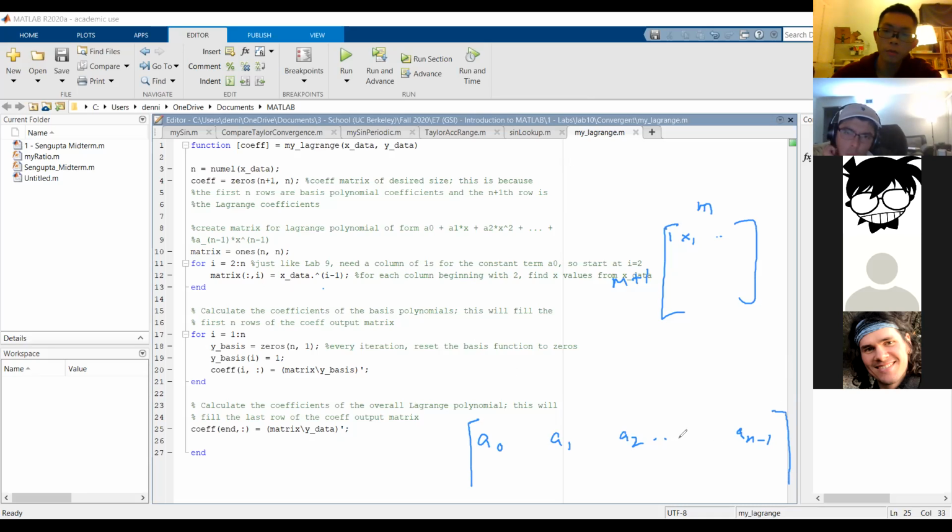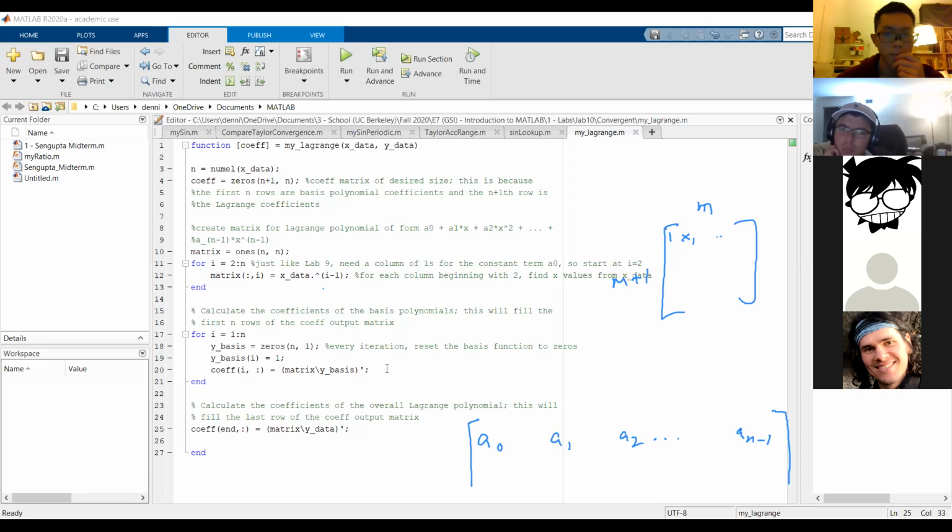Is it the sum of all of them? No, I don't think it's the sum of all of them. No, it's just a collection of m polynomials. No, as in the Lagrange polynomial can be written as a polynomial made of the sum of basis polynomials. So it says the Lagrange polynomial is the sum of basis polynomials. So I think each row is a basis polynomial, and the Lagrange is the sum if you added the matrix together.